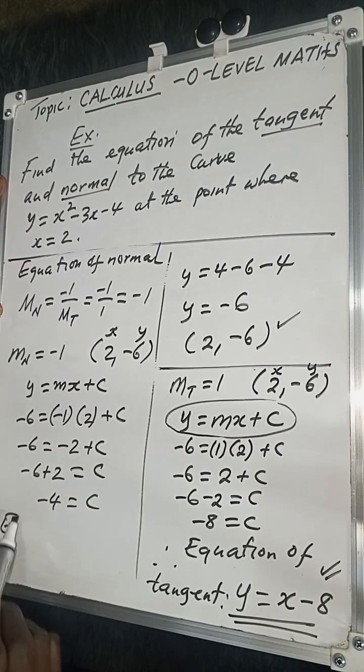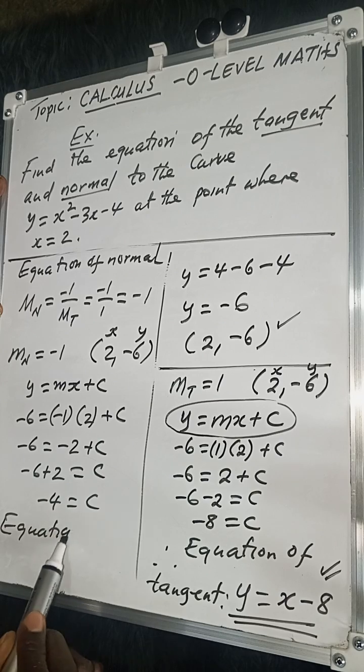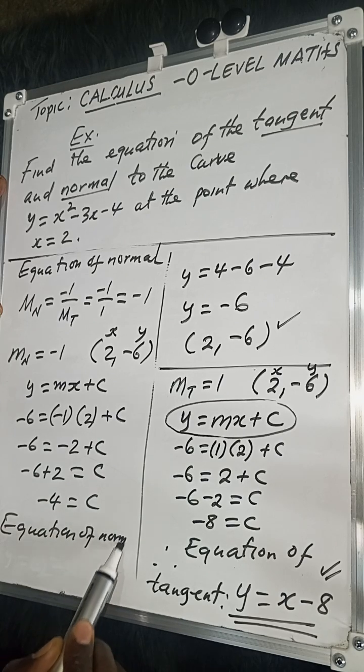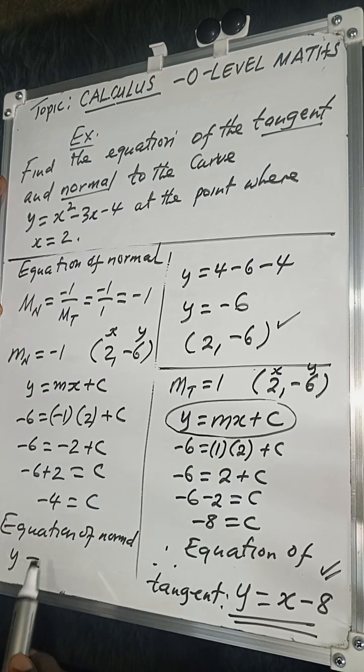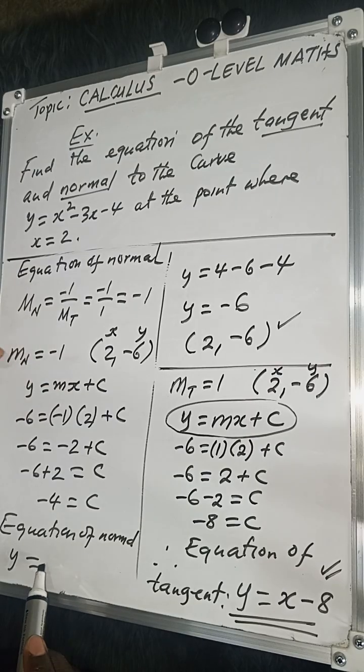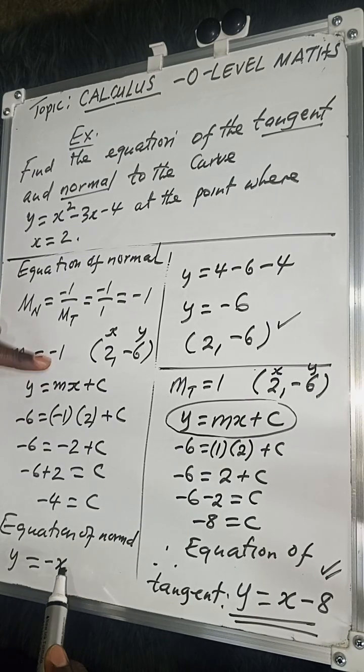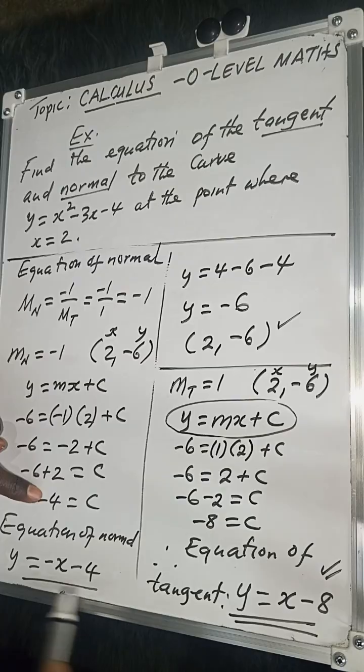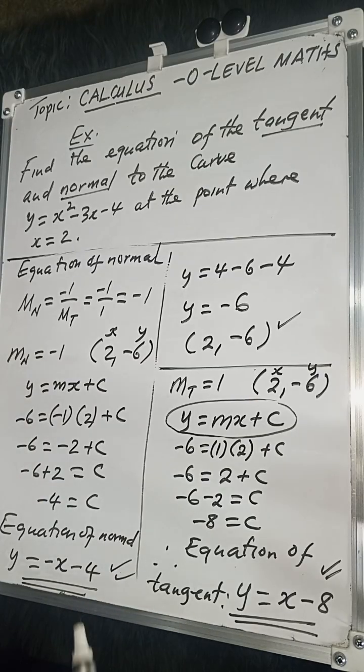Therefore, the equation of the normal will be y is equal to, you replace where there's a gradient, it's negative 1, so it will be negative x. The y-intercept is minus 4. So that is what we mean there. So this is the equation of the normal that they wanted you to get. Watch out for more practice questions on this one as we try to show you how you can find the equation of the tangent and also the normal.